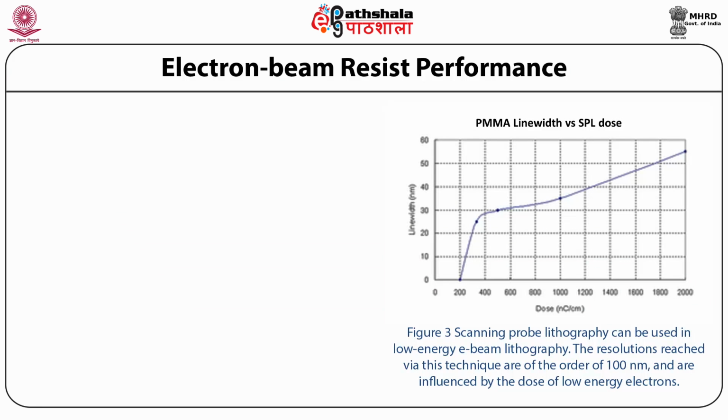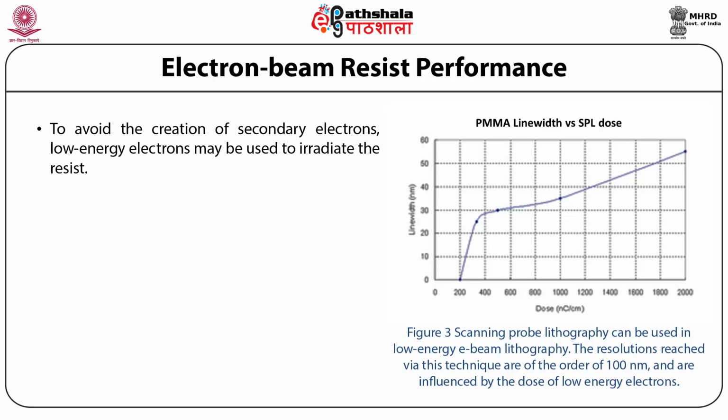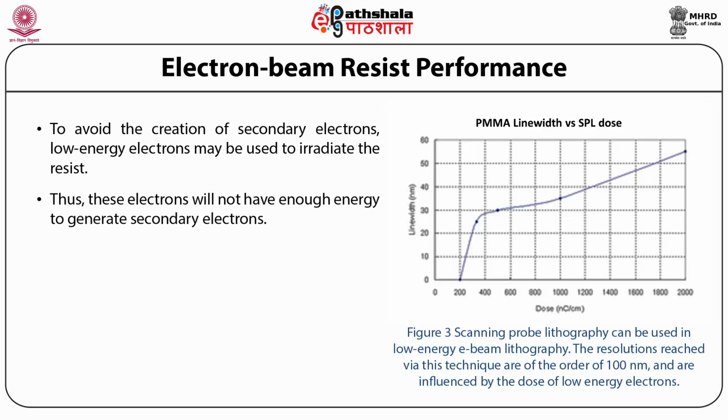We will next discuss the new frontiers in electron beam lithography. To avoid the creation of secondary electrons, low energy electrons may be used to irradiate the resist. Thus, these electrons will not have enough energy to generate secondary electrons. This has been successfully done with the SGM as the beam source.